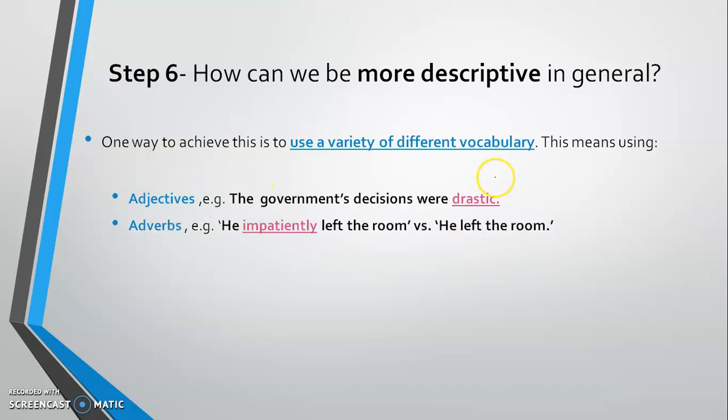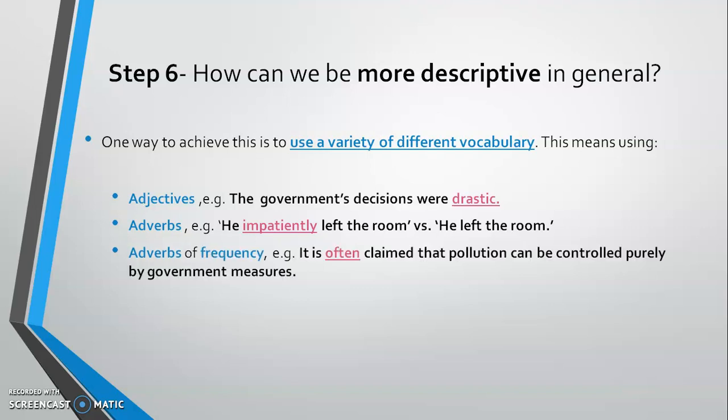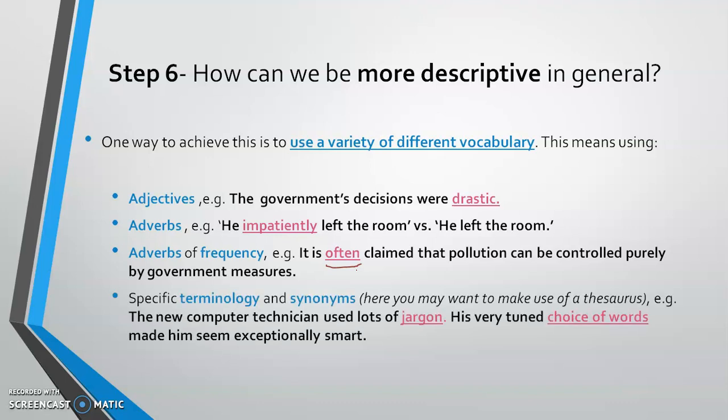Adverbs. He impatiently left the room versus he left the room. I could say he left the room, but that would not engage the reader. However, if I use impatiently, it helps the reader imagine the situation more. Adverbs of frequency. Example, it is often claimed that pollution can be controlled purely by government measures. Here often shows that this is something that is being repeated. It is more frequent. Adverbs of frequency include words like always, usually, rarely, etc.